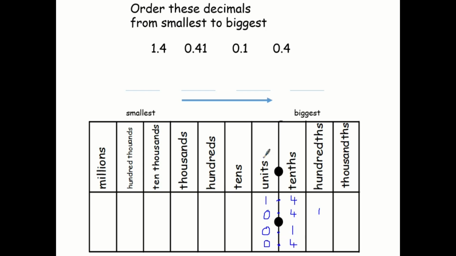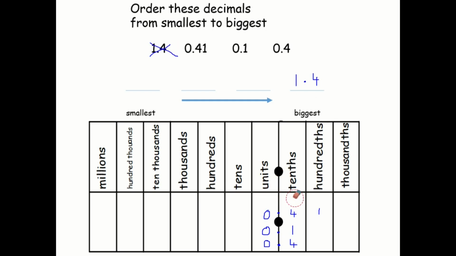So looking at the units column, we've got a 1 there and a 0, 0, 0. So therefore, this one must be the biggest because that has got something in the units column. So 1.4 is going to be on the biggest space there. So I can eliminate that.